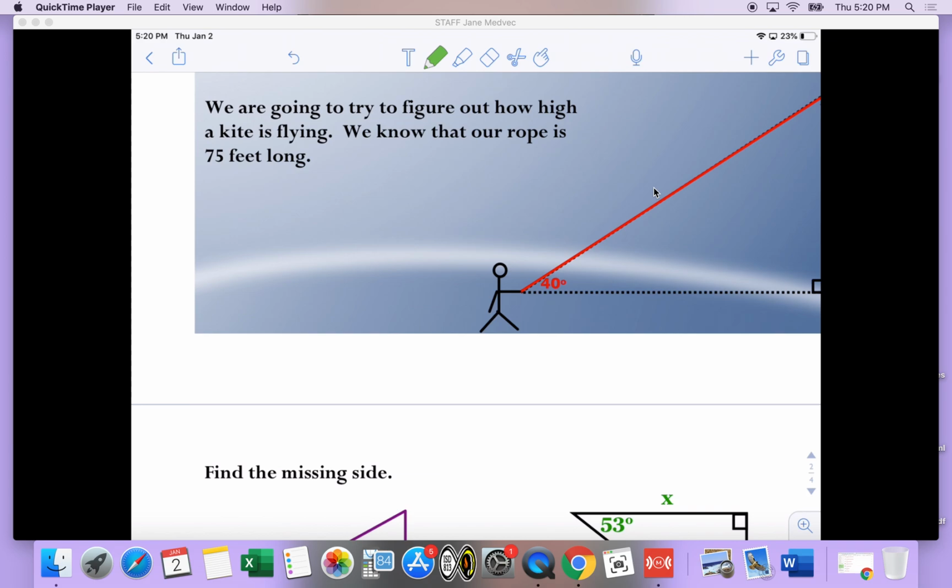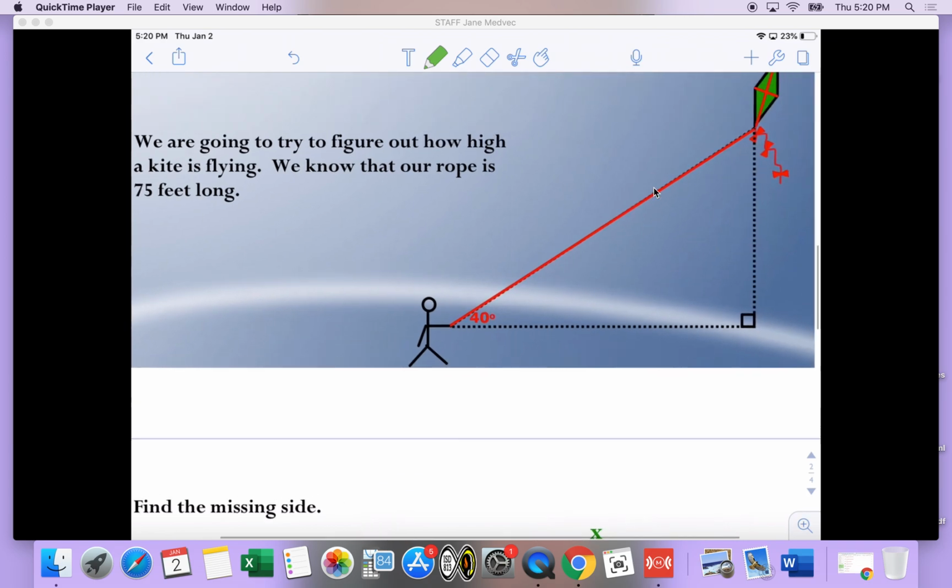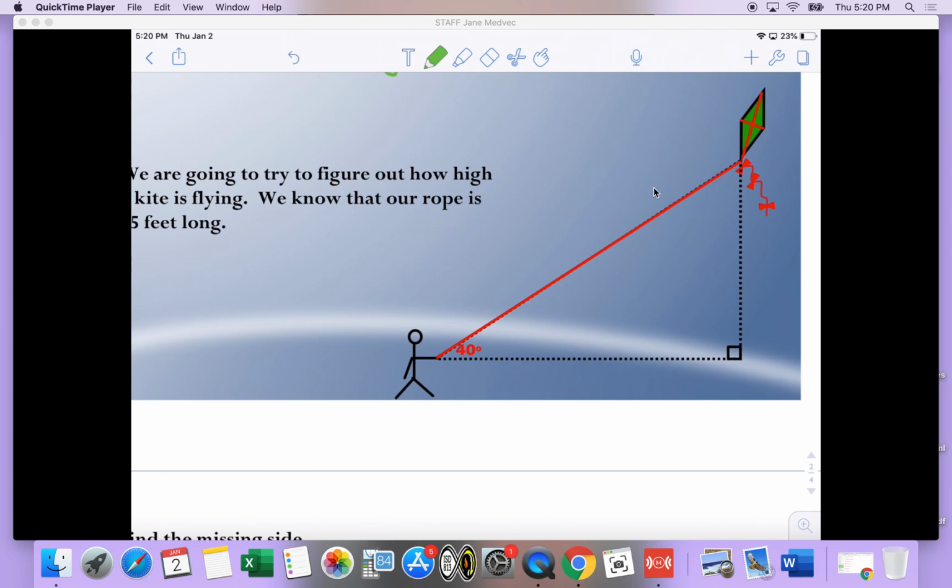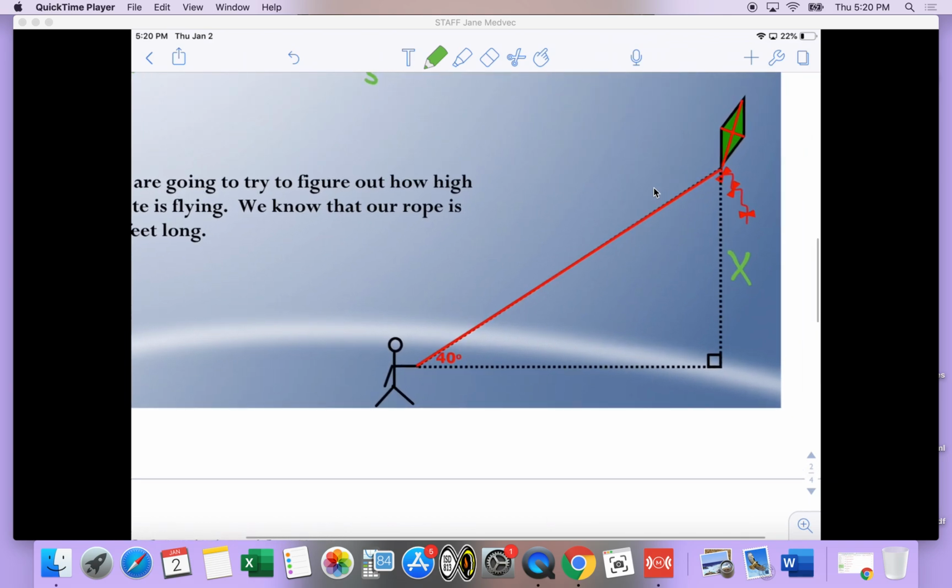We're going to try to figure out how high the kite is flying. I've got a kite here, and I want to know how high it's flying. We know the rope is 75 feet long, and I need to find x. If I know I have a 40-degree angle here, how is that 75 in relation to that 40-degree angle? Well, it's the hypotenuse of the triangle. And how is the x in relation to the 40-degree angle? Well, that is the opposite.